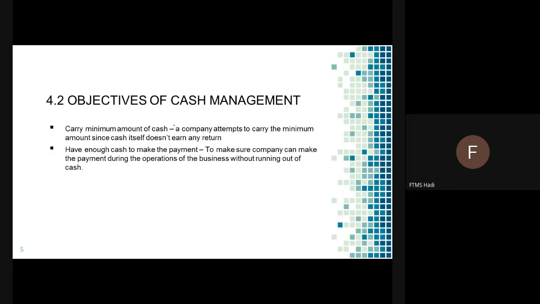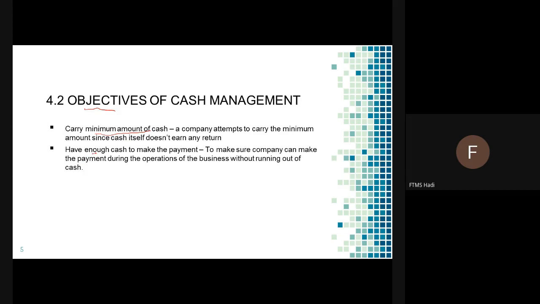Okay, why is cash management so important for companies? Let's have a look at the objectives here. The first one: carry the minimum amount of cash. A company attempts to carry the minimum amount of cash since cash doesn't earn any return. If companies bring so much cash, there will be a risk that the cash will be stolen, confiscated, or taken away by someone else. So it is safe if the company brings just the minimum, just sufficient. Do not bring more.